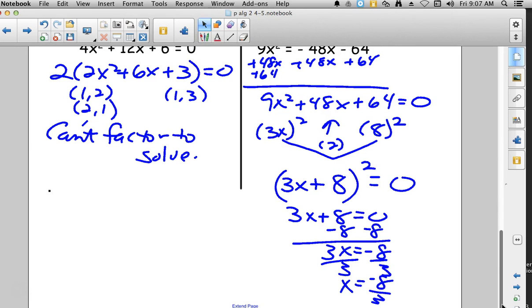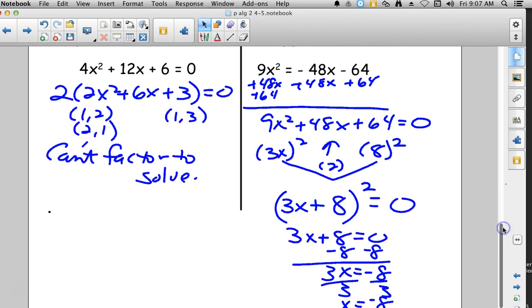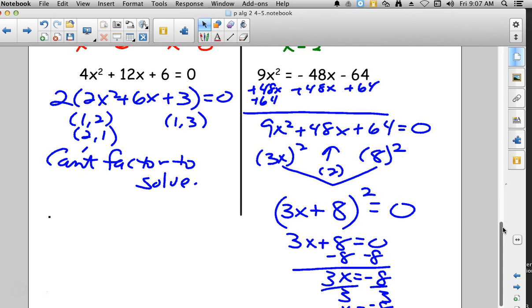Okay. So here's the deal. We couldn't factor this one to solve, but we just want to check and see, does it have two answers? And to have two answers, it needs to cross the x-axis in two spots. So we're going to go into y equals. And we're going to punch this monster up here at the beginning in. 4x squared plus 12x plus 6. And we're just going to hit zoom 6 and see if it does hit the x-axis twice. So zoom 6.